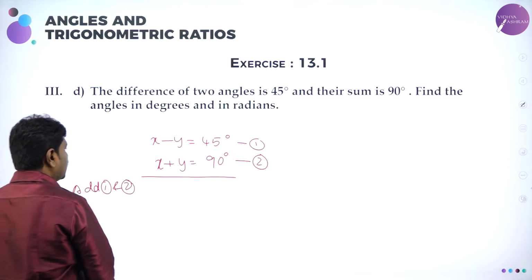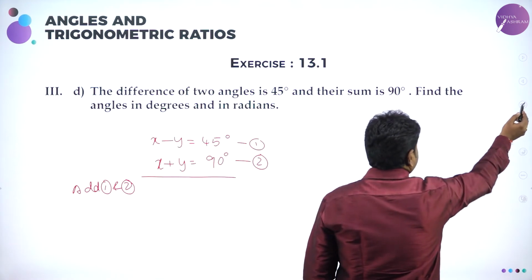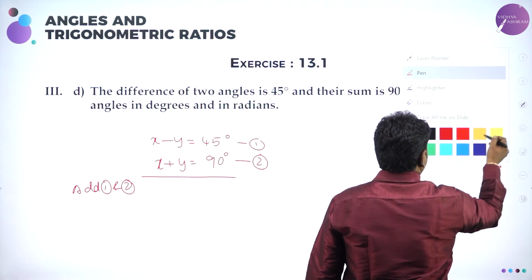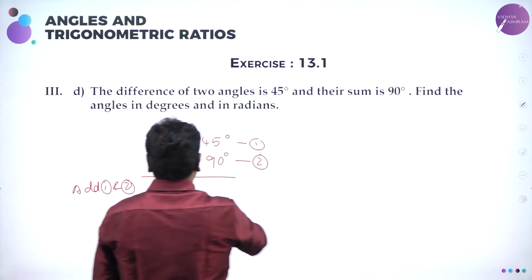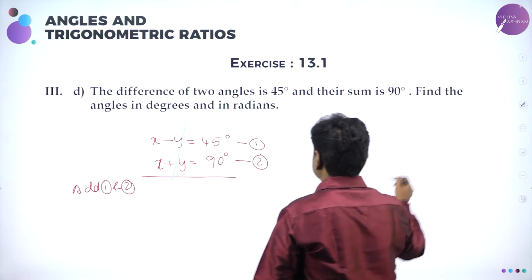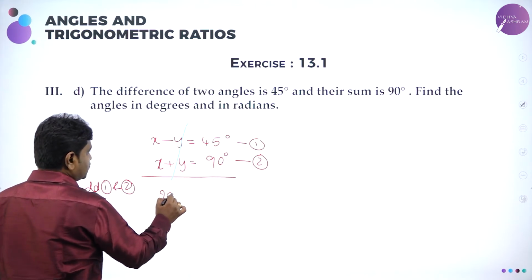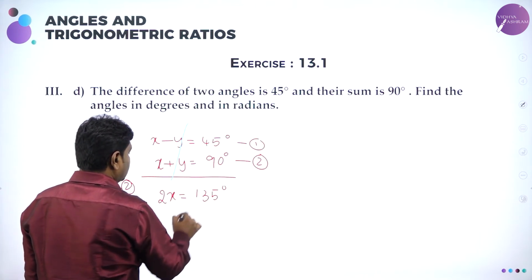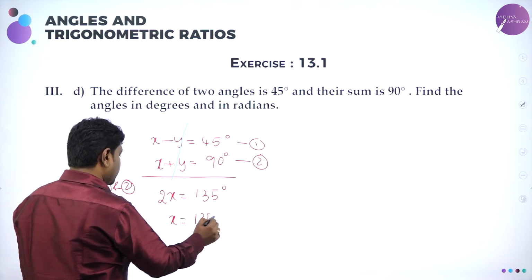All of you know, when you add the equations, opposite terms cancel. Why am I adding? Because one is positive y, the other one is negative y. So while adding, y cancels, and the remaining part you can solve. So that is x plus x, which is 2x. 2x is 135 degrees, and you need x. x is 135 by 2.